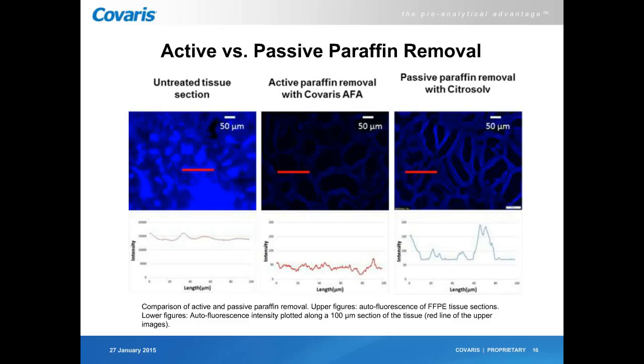In the middle, you can see the same tissue that has been treated with Covaris AFA. And you can see that in this case, we have much less blue, meaning much less paraffin left over in the tissue. So it means that this process of active paraffin removal with Covaris AFA is both very gentle and very efficient.